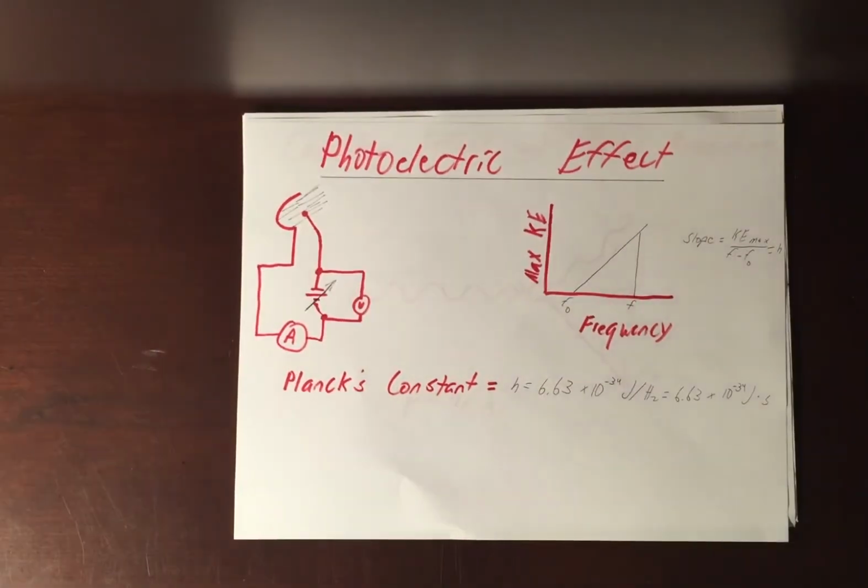This diagram is used to show the measure of the energy of the emitted electrons. And the voltage that performs this feat is called the stopping voltage or stopping potential. And Planck's constant, also known as h, is equal to 6.63 times 10 to the negative 34 joules per hertz, or 6.63 times 10 to the negative 34 joule-seconds.